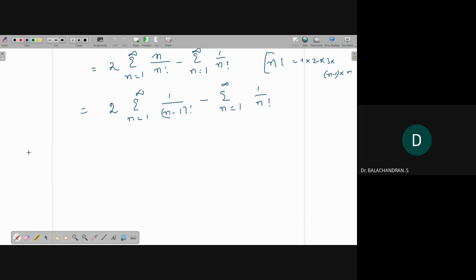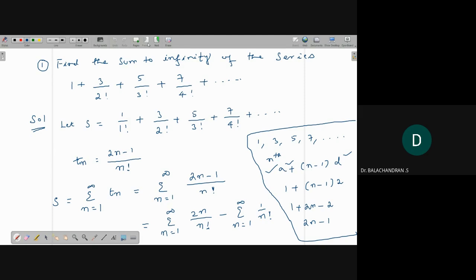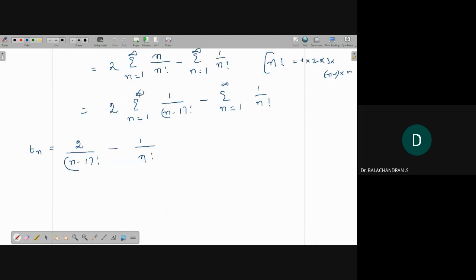So can I write Tn equal to 2 by n minus 1 factorial minus 1 by n factorial? Okay, so actually I took only this portion: 2 by n minus 1 factorial minus 1 by n factorial. So that is Tn. I omit the summation. Suppose you substitute n equal to 1, what happened?